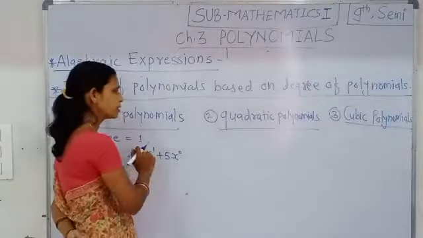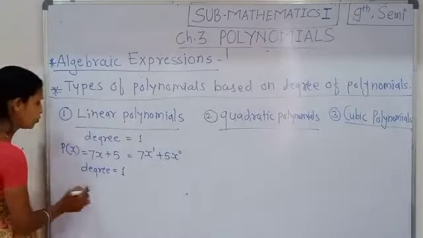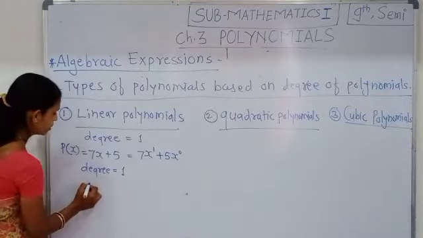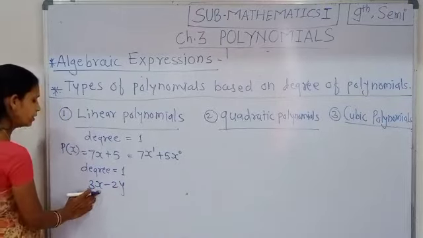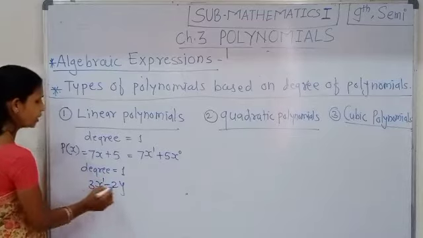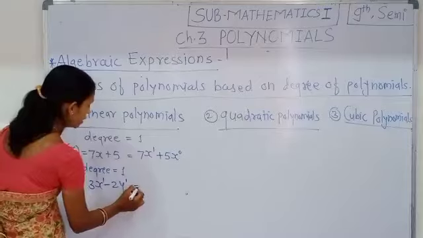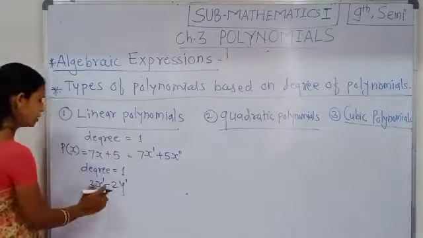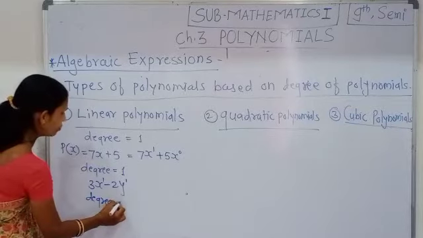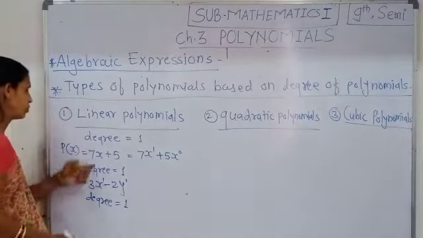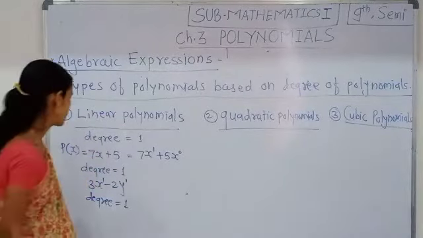Then see here, we can write a few examples of linear polynomials. That is 3x minus 2y. See here, in the first term the degree is 1, as well as in the second term the degree is 1. Therefore the highest degree of this polynomial is 1. Therefore the degree of this polynomial is 1. Those are a few examples of linear polynomials.